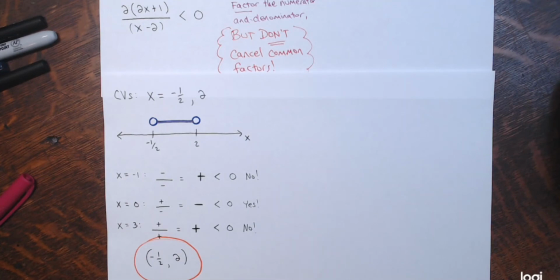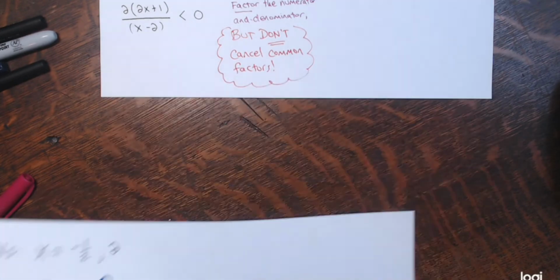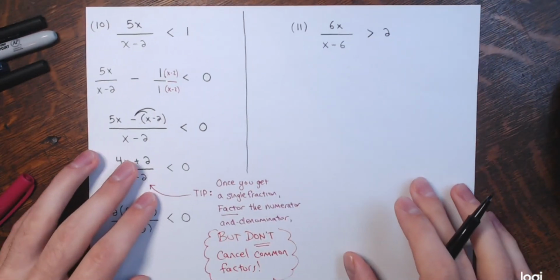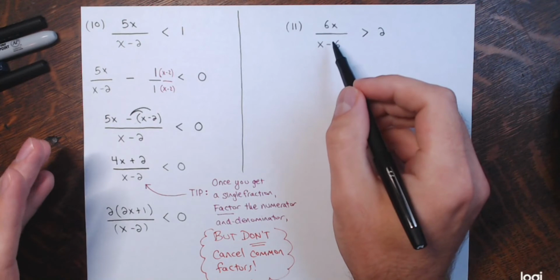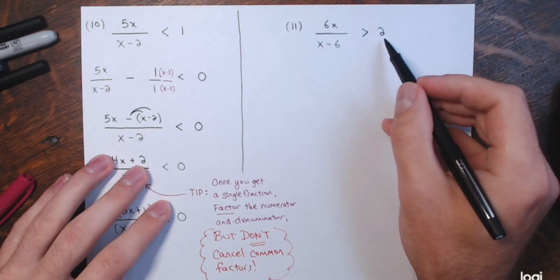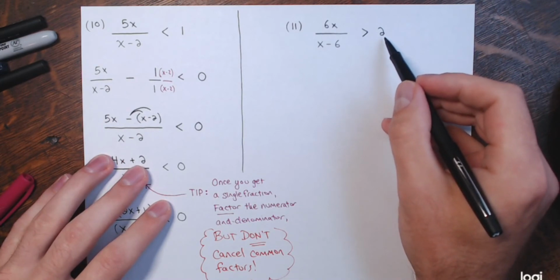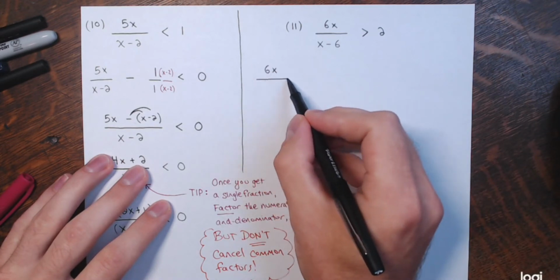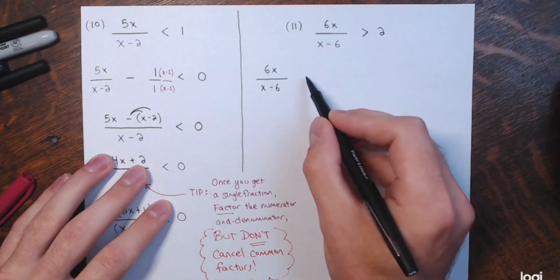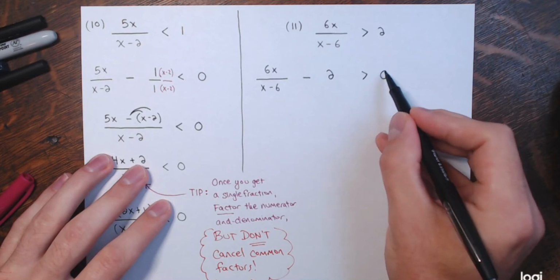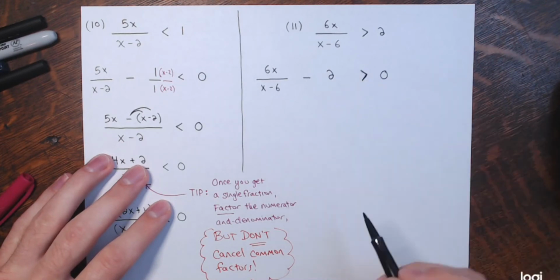Okay. So example 11 is similar. Same thing where there's a fraction, sure, but on the other side is not 0. I want 0 over here, so let's get rid of it. Subtract 2. So now I have 6x over x minus 6, then minus 2 is greater than 0, after subtracting 2 from both sides.